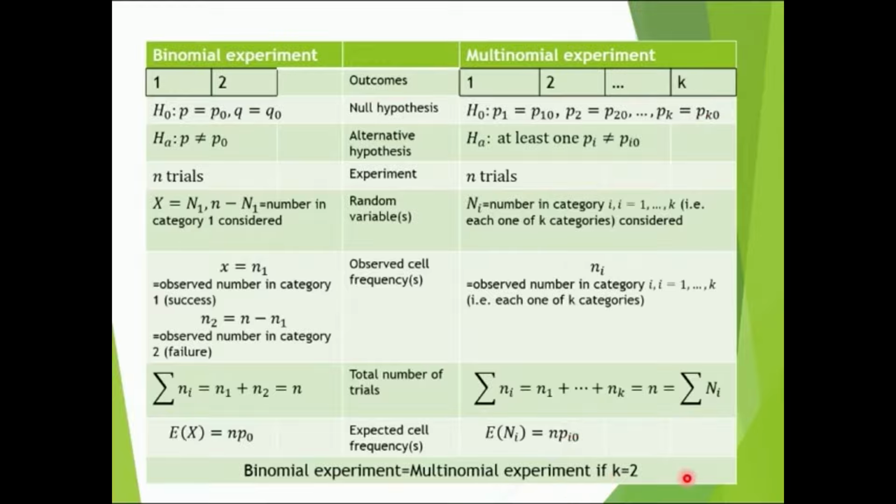Of course, these proportions will also add up to 1, and all these frequencies need to add up to N. So the last category is also being determined by what's in the first K minus 1 categories, just like what's in the second category is determined by the first category.